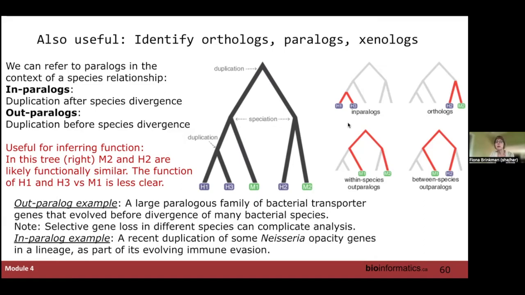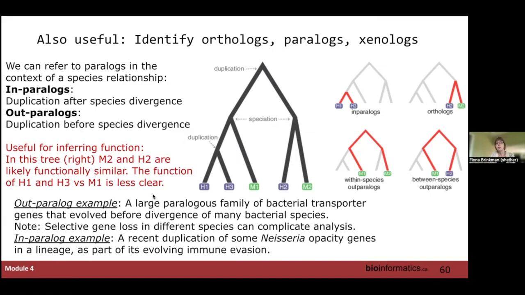Out-paralogs would be these more divergent genes, like, for example, a whole transporter gene family. You can have within-species out-paralogs or between-species out-paralogs. Generally, out-paralogs aren't really of interest. They're like these large gene families, like, for example, transporters. Note that selective gene loss in these large gene families can be a complicated analysis, and you always have to remember that there might have been gene loss occurring in these families. In-paralogs are much more of an interest. Like you could have a recent duplication of some Neisseria opacity genes in a lineage. It's part of its ongoing evolving immune evasion.